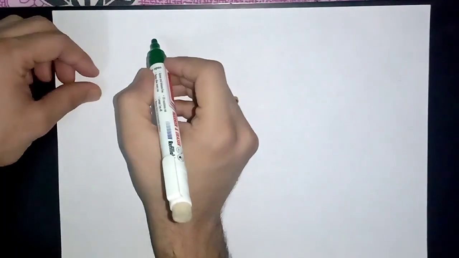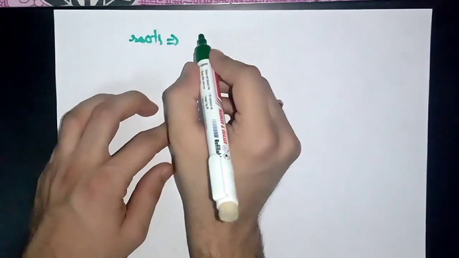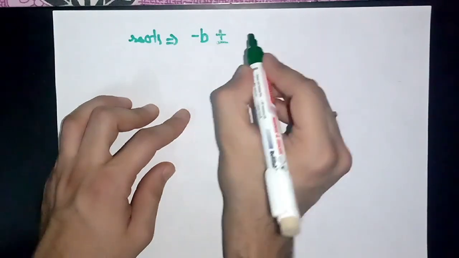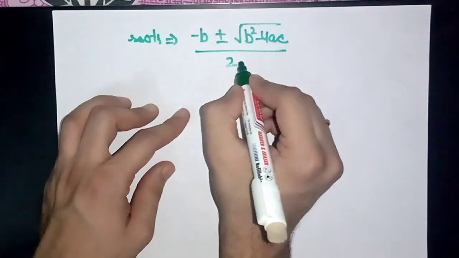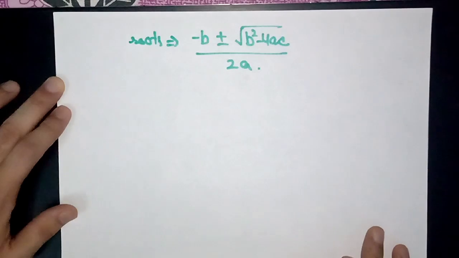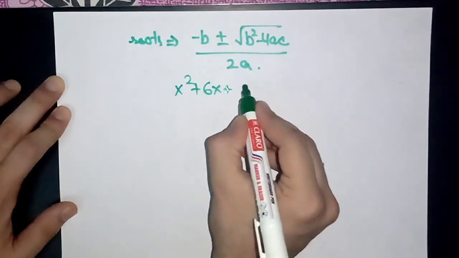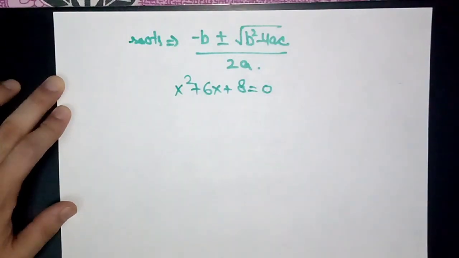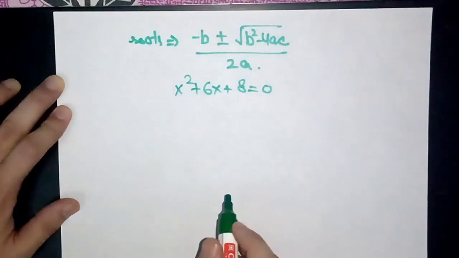The discriminant also helps us find the exact roots of the equation. The roots will be minus b plus minus under root b² - 4ac upon 2a. For example, we are given the equation x² + 6x + 8. If you are not able to find the roots of the equation from the previous two methods that I have discussed earlier, you can use this formula to find the roots.